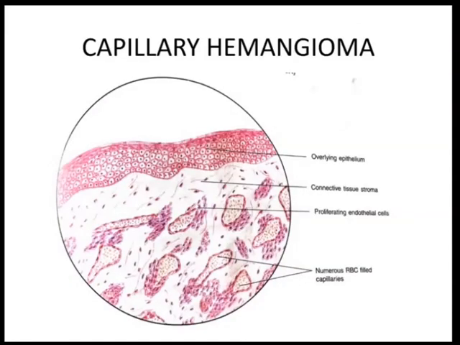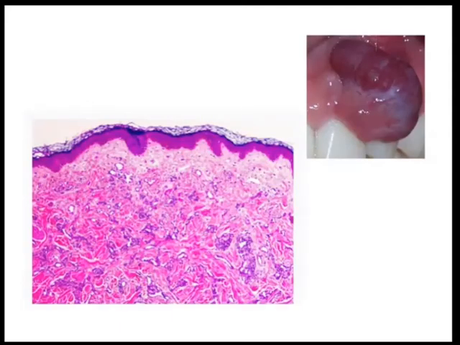Next is hemangioma, which is affecting the vascular tissue. So once again classified into capillary and cavernous hemangioma. In capillary hemangioma, you can see numerous proliferating vascular spaces, that is the proliferating endothelial cells, and the overlying epithelium is seen. You can appreciate numerous RBC-filled capillaries. To the right is a clinical pic, and to the left is a histopathological pic with numerous capillaries containing RBCs.